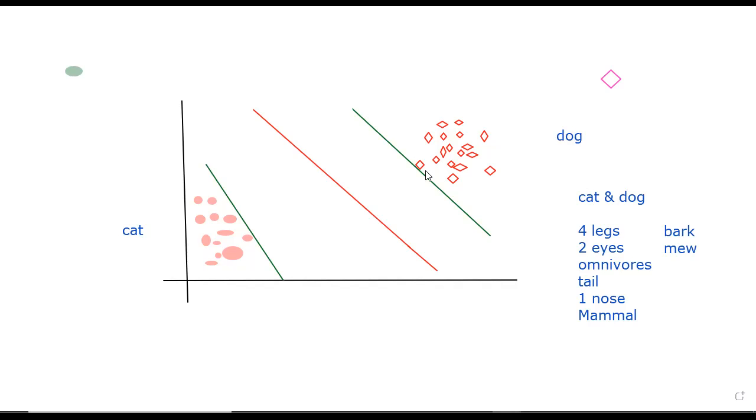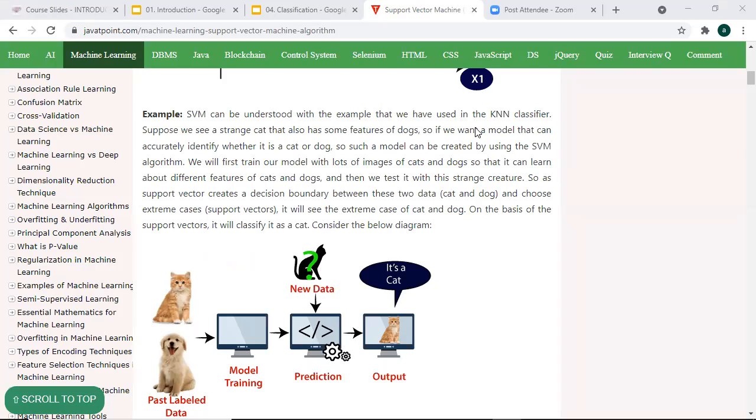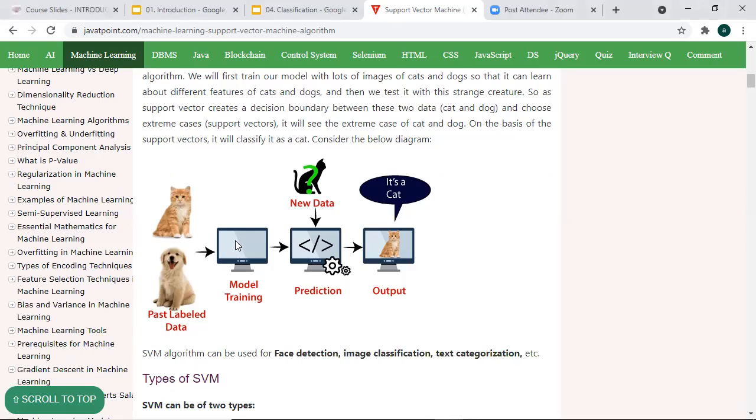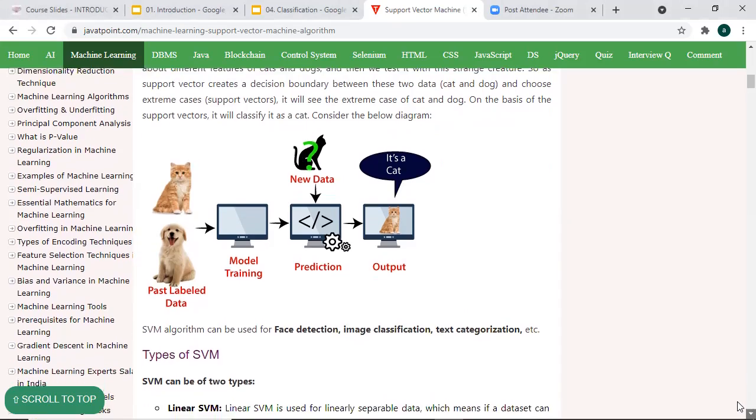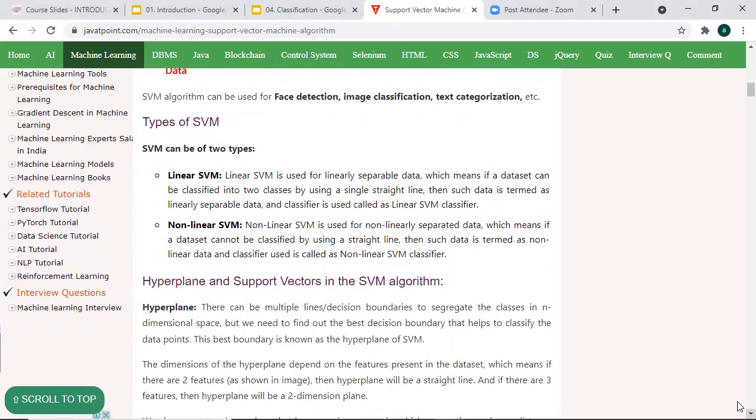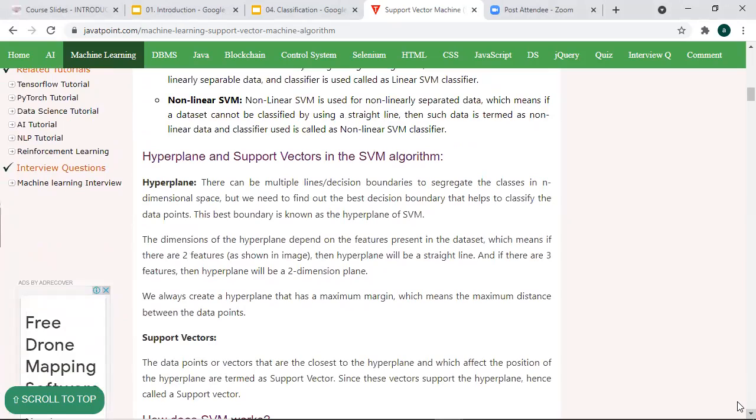So this is called a support vector. This is how it works. Can you see my screen? Here is the example: you will have data with the attributes dog and cat. You are going to train the model, and whenever new data comes, you are going to classify it. It's a little bit similar to the KNN algorithm.